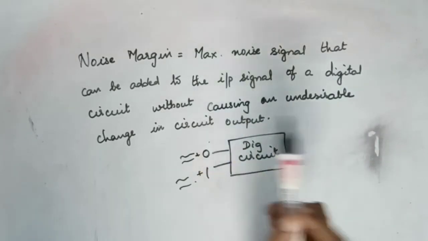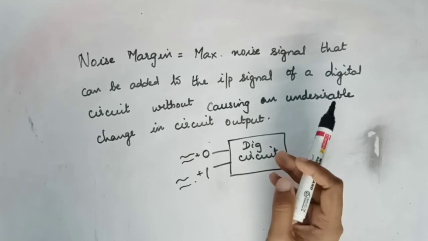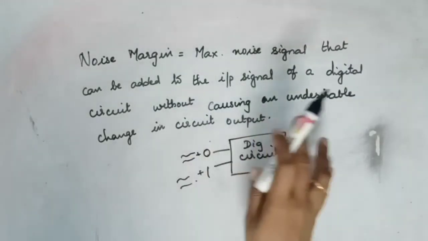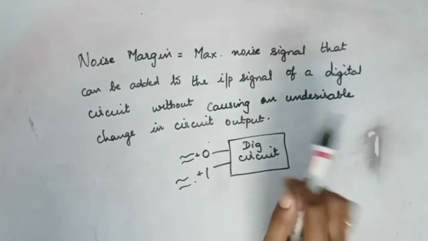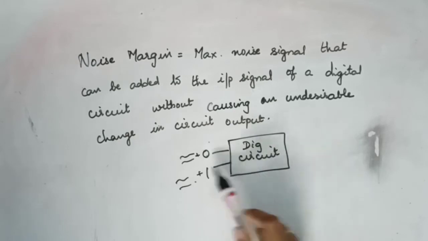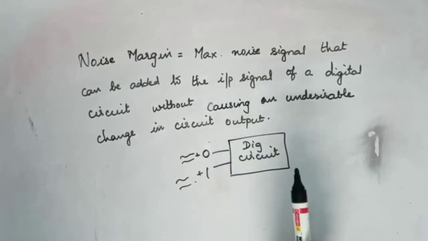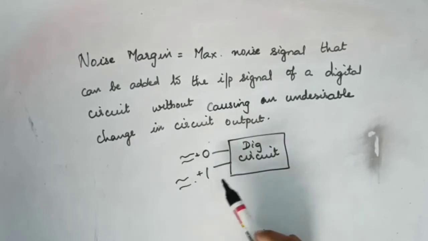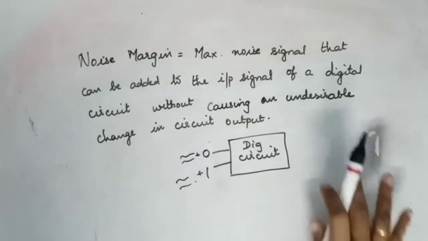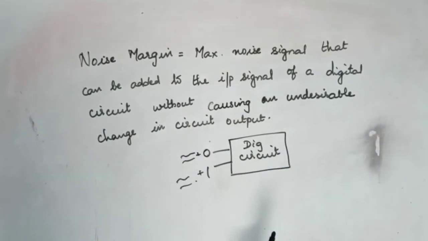So that is noise margin. How much noise can be added to the input so that there is no change in the output. This is treated as a 0 still, and the output depends on the 0 and 1 only, even if there is a noise. So how much noise can you add to the input so that there is no change in the response of the digital circuit? That is called the noise margin.